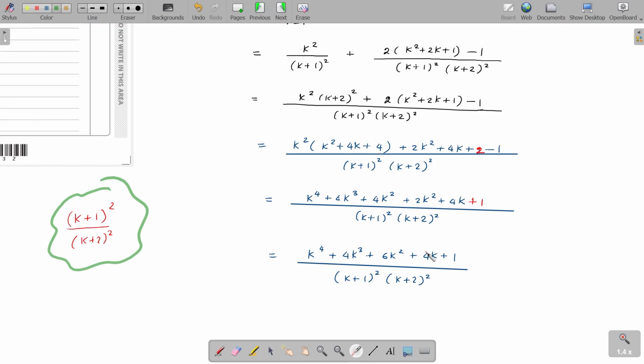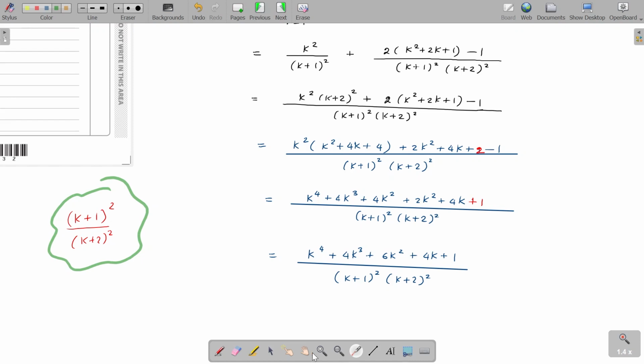We can't take any k or k square out. There's a plus 1 here. You cannot factorize out any common term, any common letter. There's a plus 1 here. So you need to think how to get this. So be strategic. So what do you think is happening here?